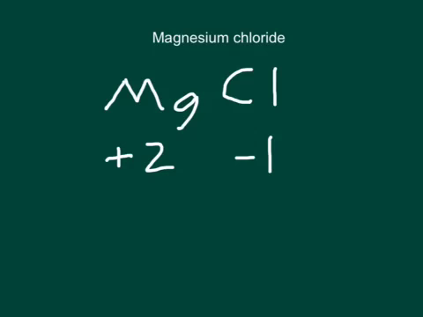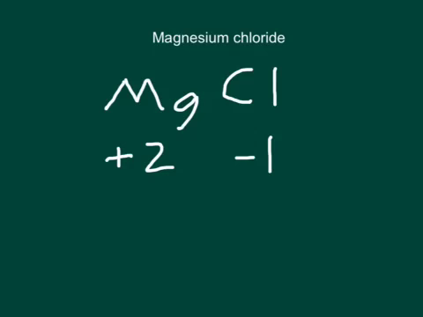So what I need to do is adjust this to find what my correct amounts are. And it's real easy to do. Basically, what I'm going to do is find my least common multiple. In other words, what could they both multiply into? In this case, it would be 2. So I don't need to change magnesium. I do need to change chlorine. I need 2 chlorines in order to equal everything out.